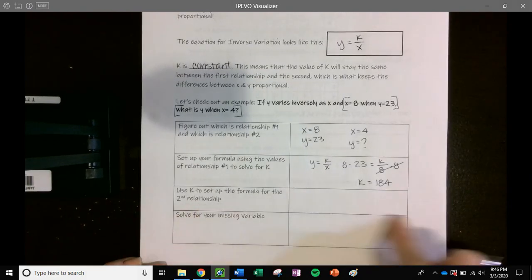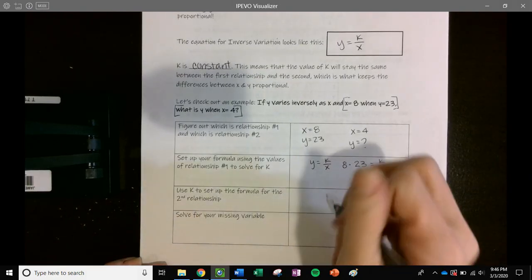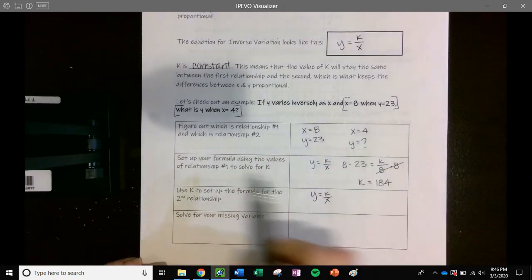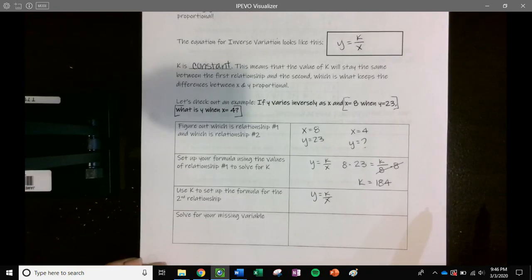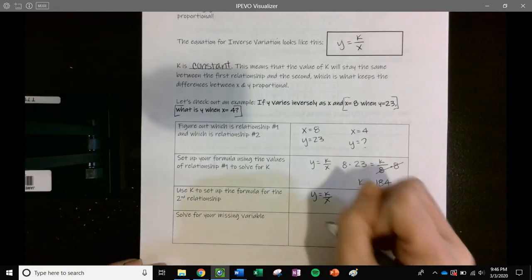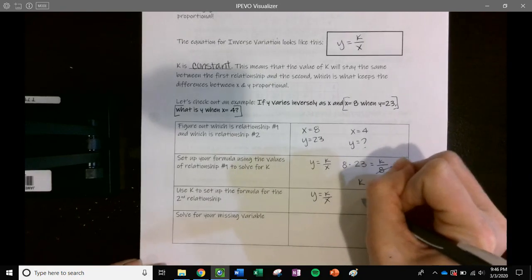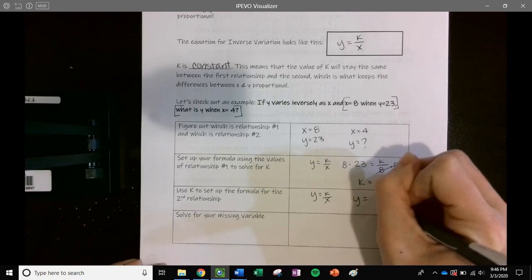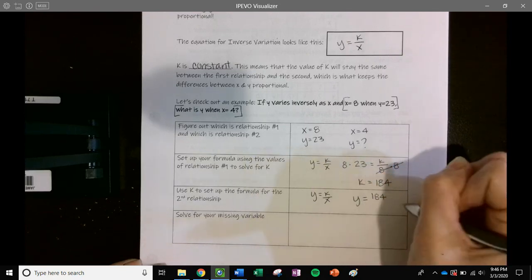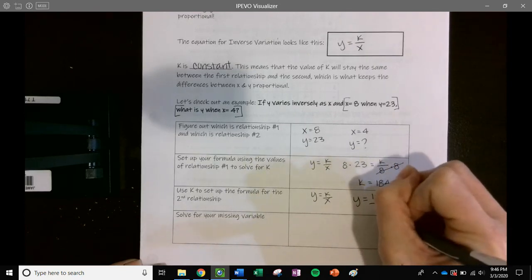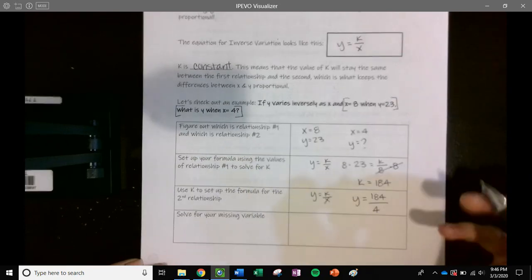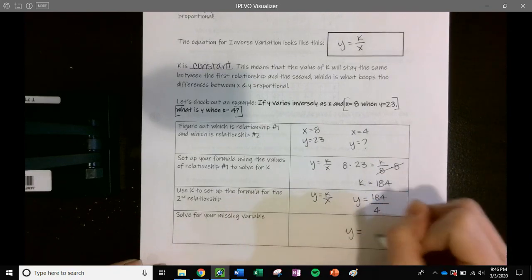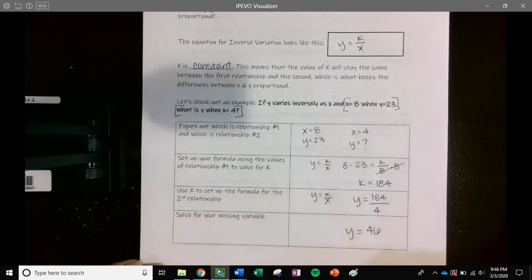184. So now we're going to set up the same formula to solve for the missing variable from the problem. We were being asked to find y originally. So our formula will be y, because that's what we're looking for, our constant of 184, and our x value of 4. And 184 divided by 4, we get y equals 46.